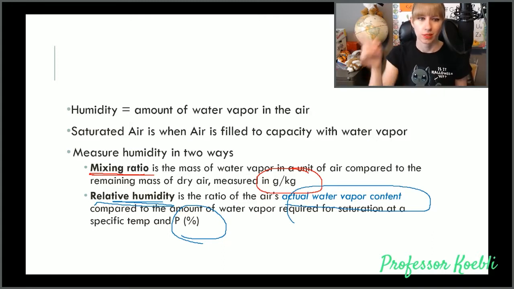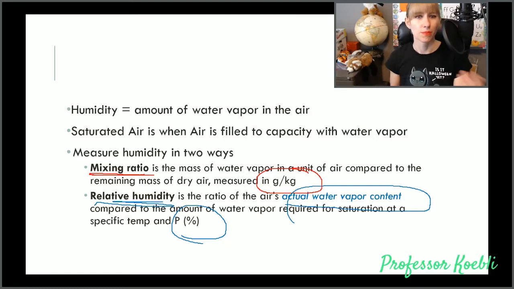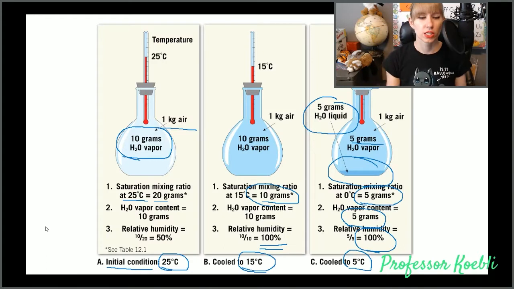So remember, relative humidity, percentage, actual water vapor content. Mixing ratio, mass of water vapor, grams per kilogram. And so let's look at the Erlenmeyer flasks. Here you have an Erlenmeyer flask that has air in it that's at 25 degrees Celsius. You have 1 kilogram of air for all three of these.